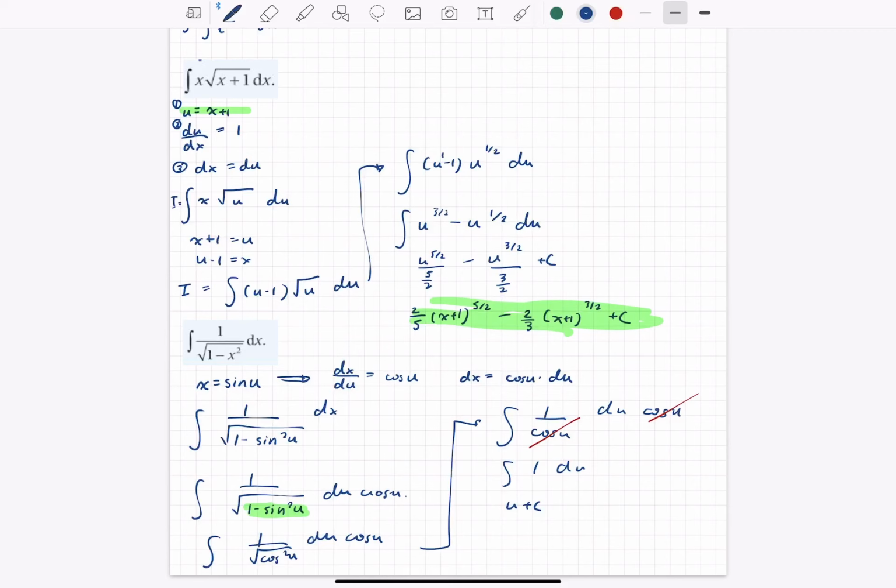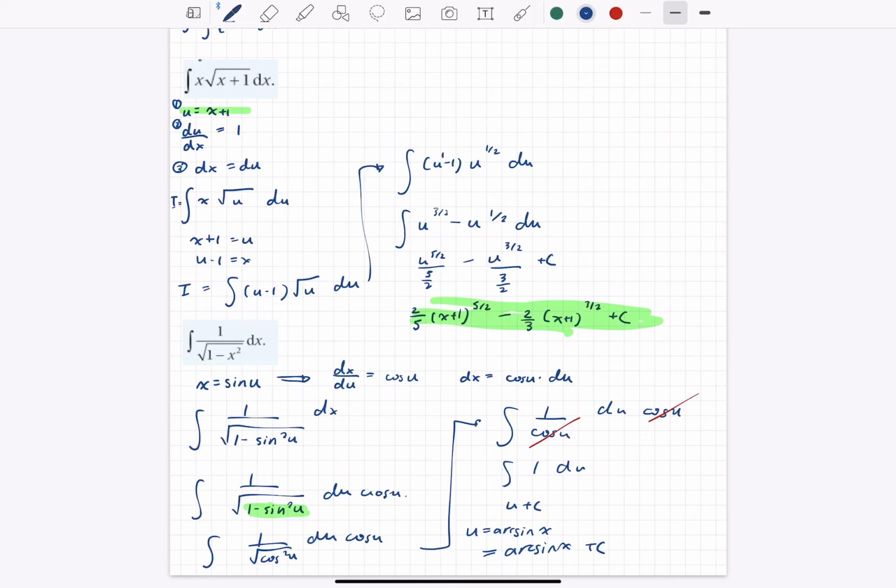But what is u? We know for sure that x equals sine u, but we don't really know what u is. u is just the arcsine of x, because if we want to isolate for u, we have to take the arcsine of x so that it goes to the other side. So our final answer is arcsine x plus c.